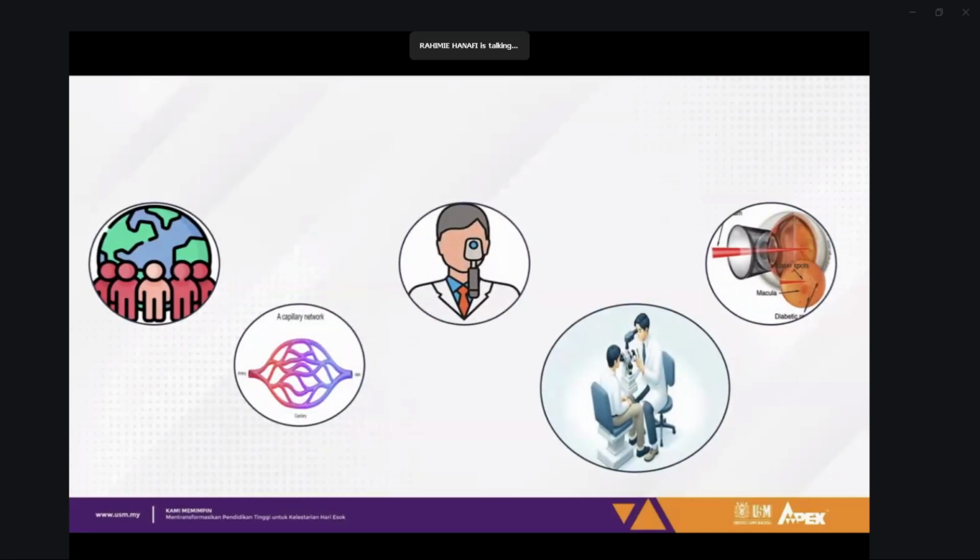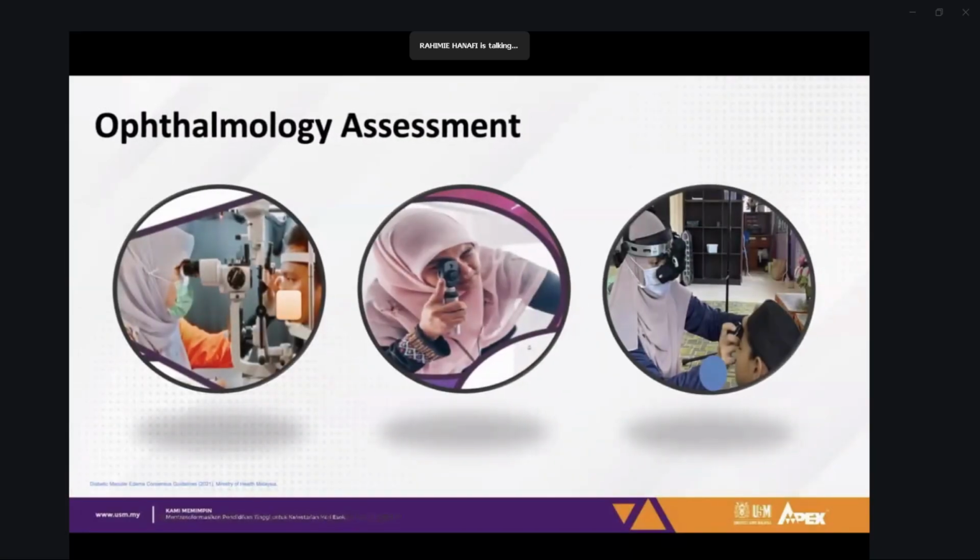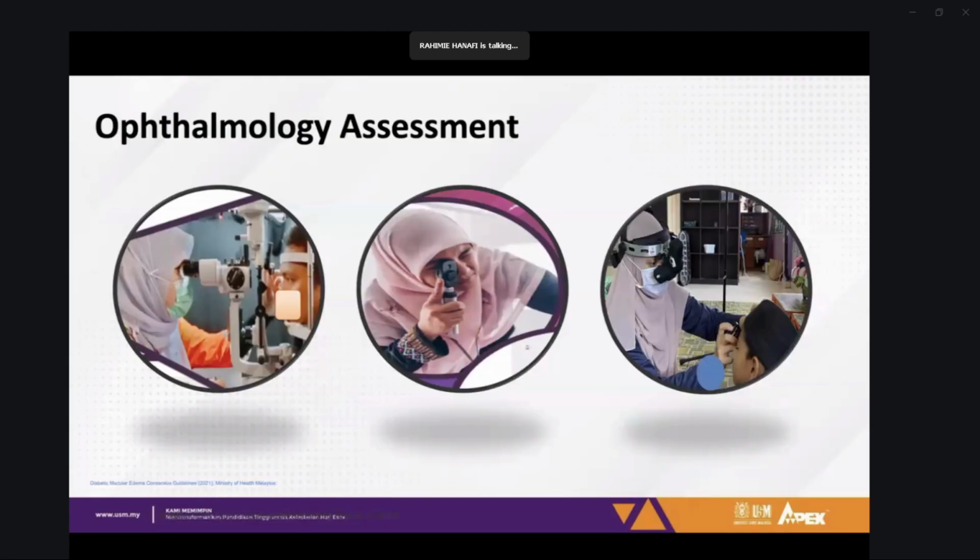Okay, next, ophthalmology referral. So what do we do? For the ophthalmology assessment, we will use a slit lamp, direct fundoscope, and also indirect ophthalmoscope. With this assessment, we will assess the patient from the anterior segment until the posterior segment and proceed with investigation if needed.